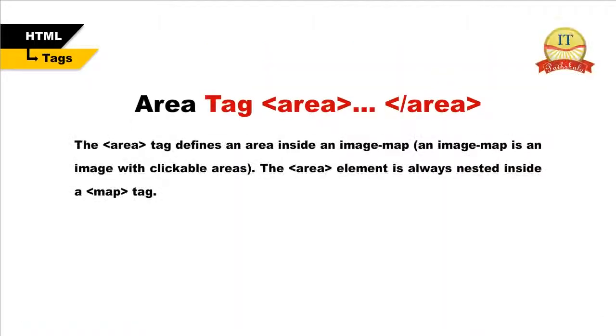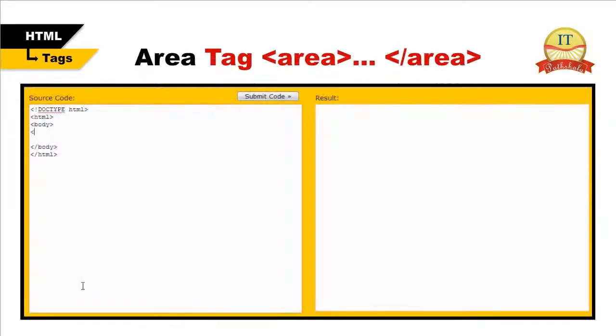Area tag. The area tag defines an area inside an image with clickable areas. The area element is always nested inside a map tag. In the following example, we will specify an image and then create a clickable link inside that image.